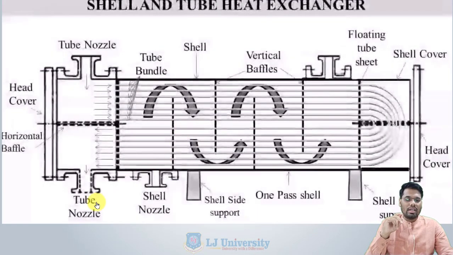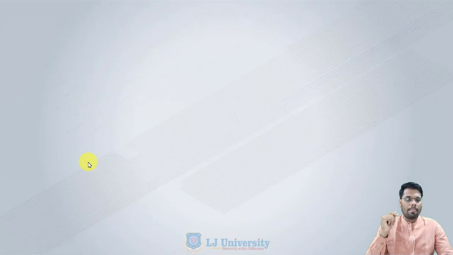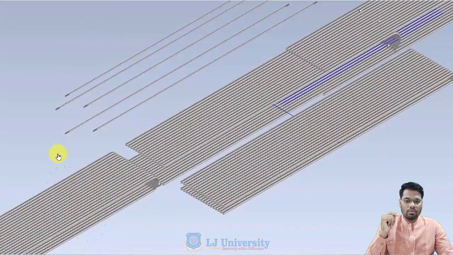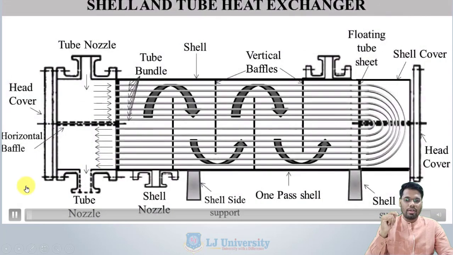Now let's understand how a shell and tube heat exchanger actually works from this video. As we have discussed, one fluid, either hot or cold, comes from this tube nozzle, flows through the tubes, takes a U-turn, and then exits from this portion. From this video you can understand.